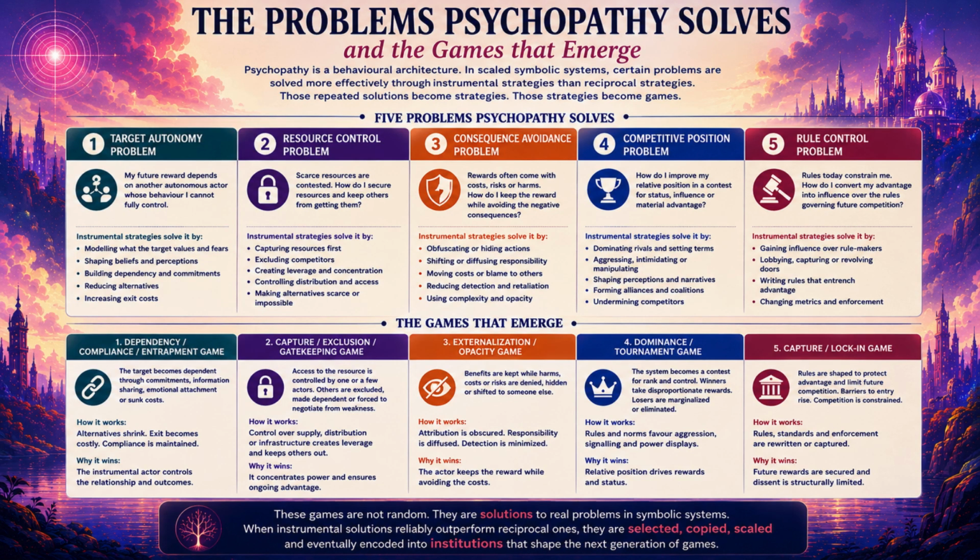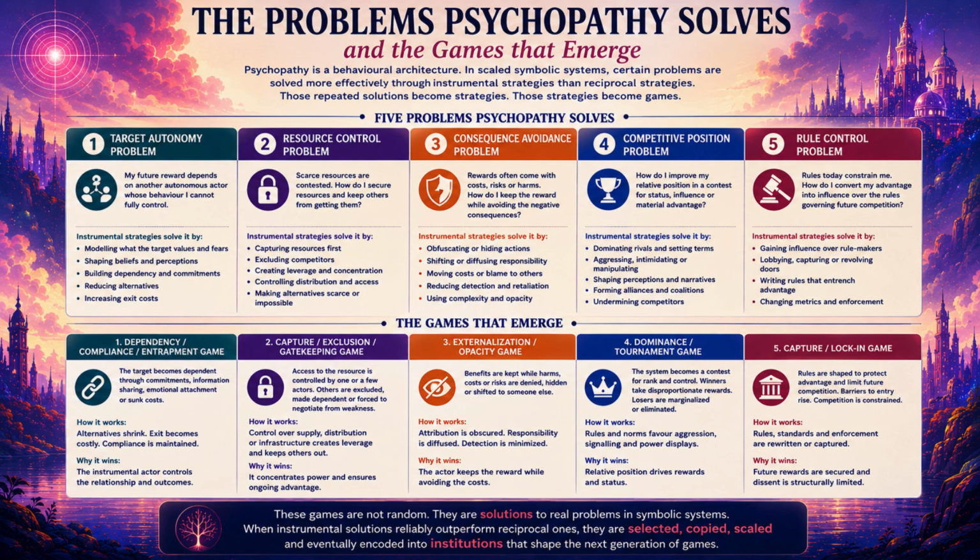Think of it as an abusive relationship, right? In simple terms, all that I've done here is I've mathematically decomposed the computational architecture of psychopathy and evaluated it through the types of games that it could potentially produce. And so the next game on the list here is what I call the resource control problem. It works the same way.